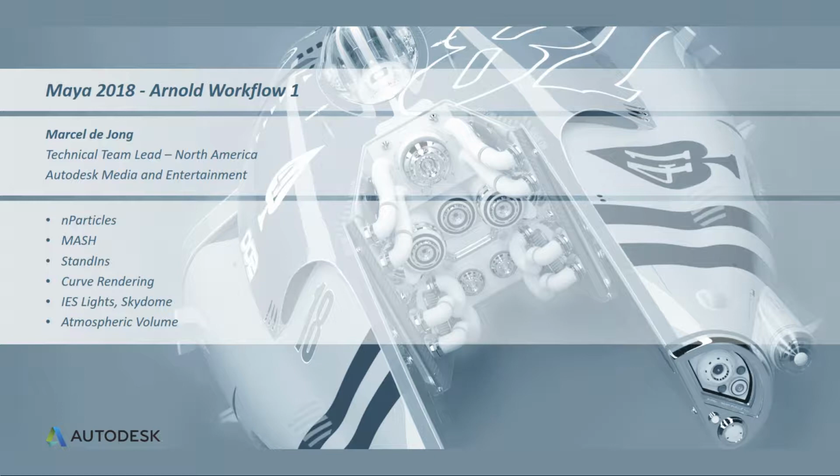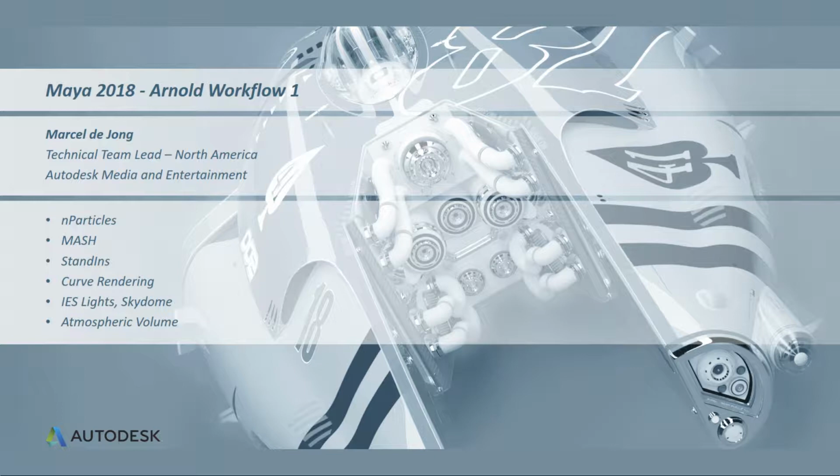So the first two are nParticles and MASH to build complex geometry very quickly. And what I'd like to build is a truss-based tubing system that will make up the ceiling to one of the hangars in the Dreadnought's content.